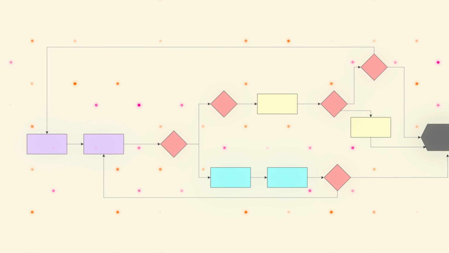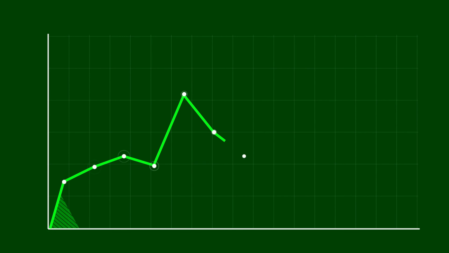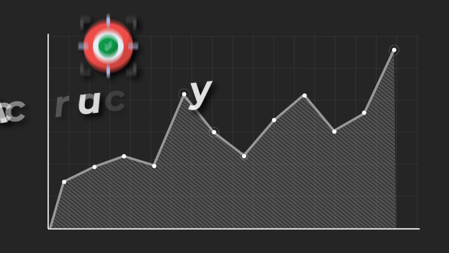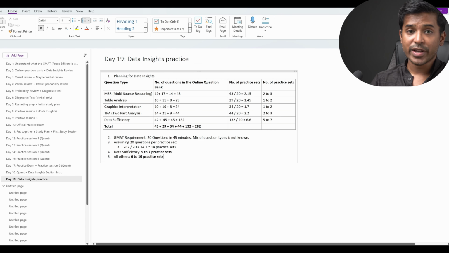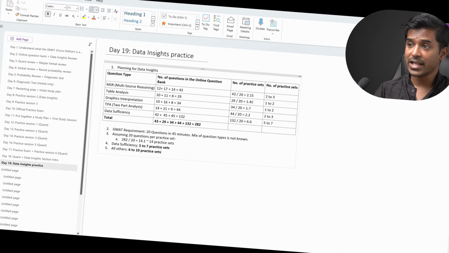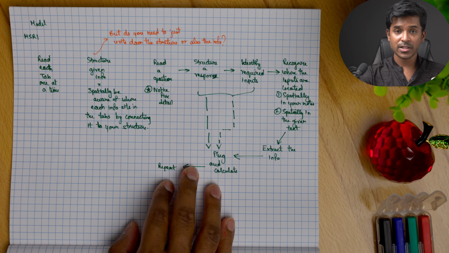Following a well laid out solutioning process on GMAT questions will allow you to progressively and continuously identify improvements that will in turn help you raise your accuracy and velocity on such questions. In the next 13 minutes, I will demonstrate how I laid out my preparation plan for the Data Insights section of the GMAT and talk through my solutioning process for multi-source reasoning questions.